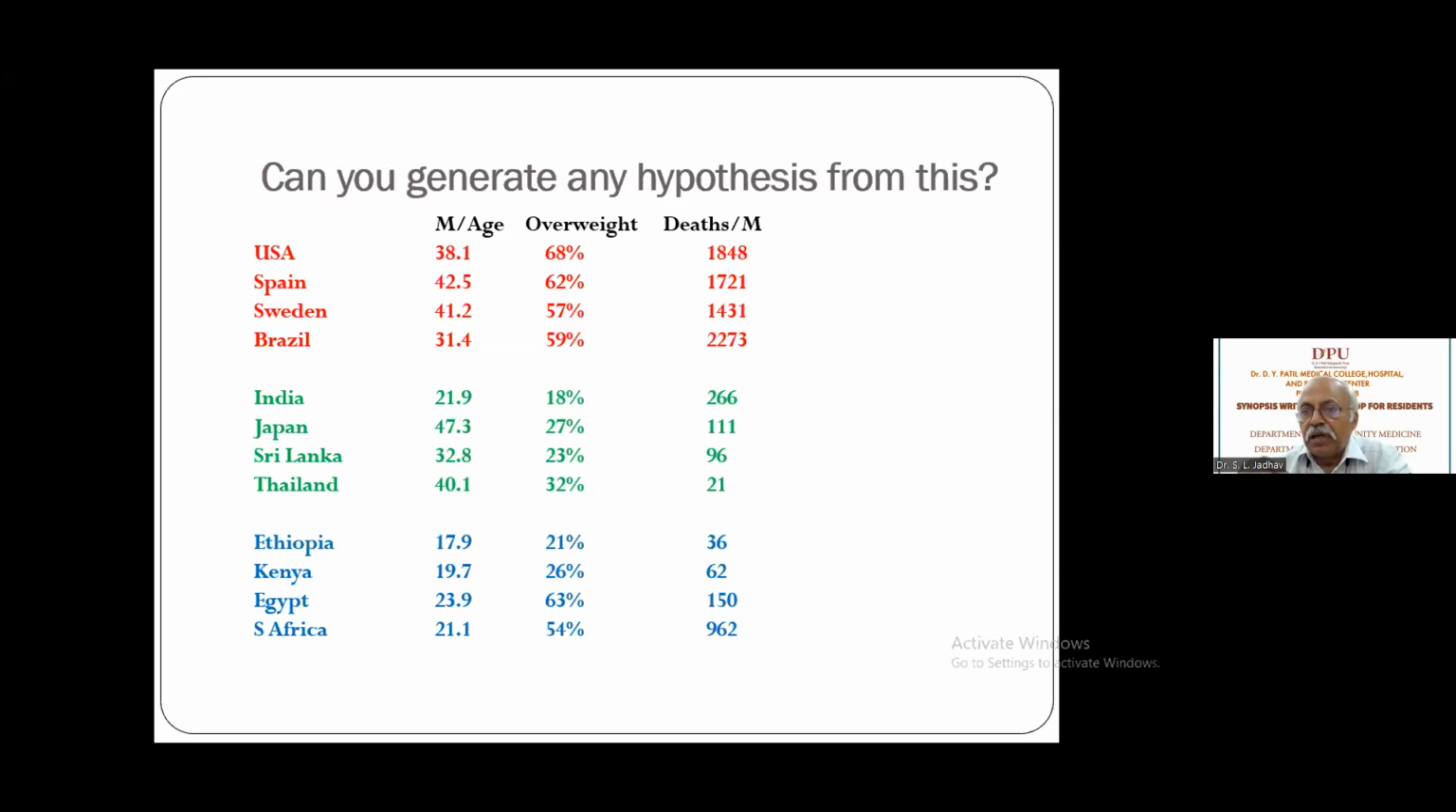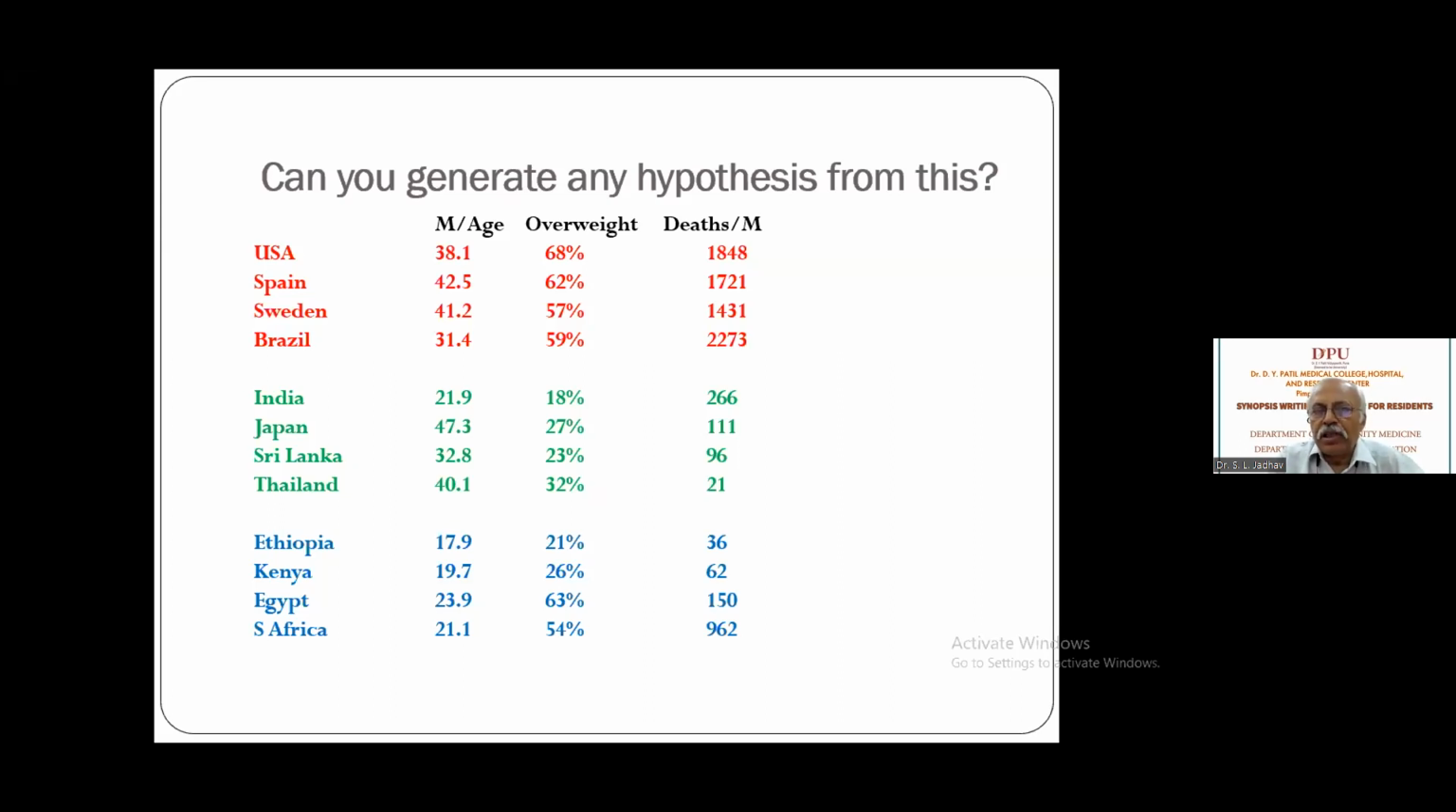As I said, a hypothesis can be generated by seeing a pattern also. This is data from about 7-8 months ago, or even last year. There are certain 3 tables. The red countries are the Western countries, Asian countries are in green, and African countries are in blue.